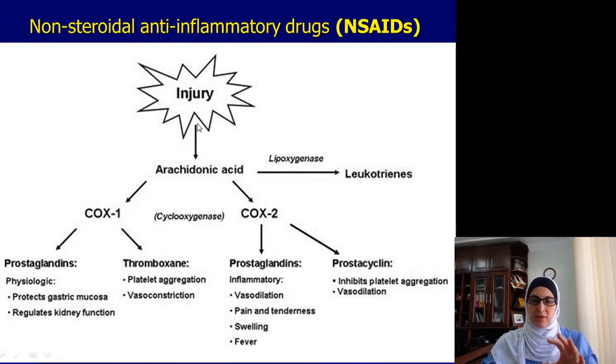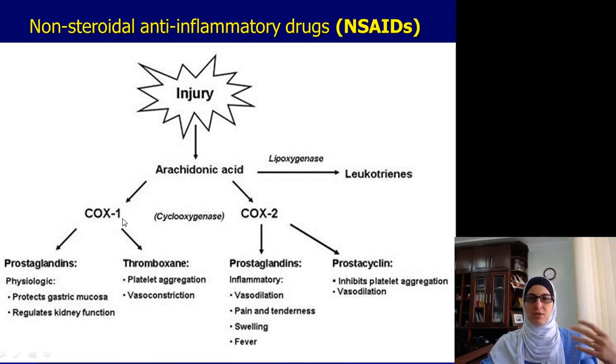When we have a tissue injury, when the phospholipid bilayer of a cell is cut or injured or attacked, it will produce arachidonic acid. The arachidonic acid would be converted into these substances using the cyclooxygenase, or would convert into leukotrienes by the lipoxygenase enzyme. We have two types of cyclooxygenase enzymes. We have COX-1 and COX-2.